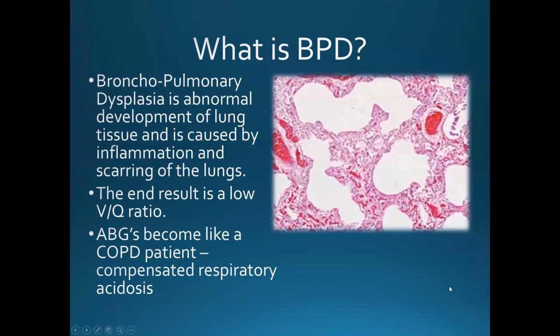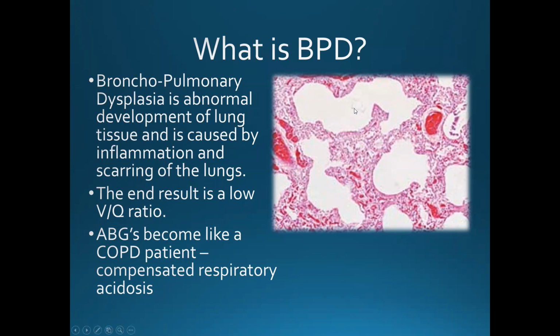So BPD stands for bronchopulmonary dysplasia. It's abnormal development of lung tissue. It's caused by inflammation and scarring of the lungs. The end result is low VQ, meaning they don't ventilate as well because their conducting airways don't have the supporting structure. They don't have the good elasticity.